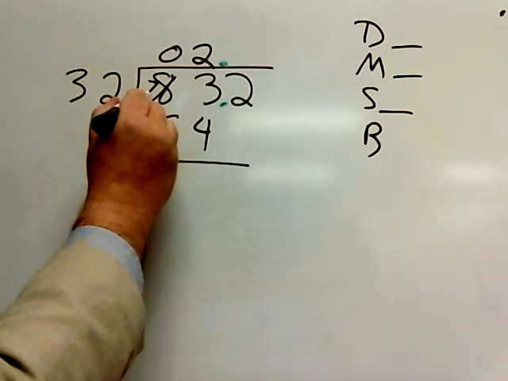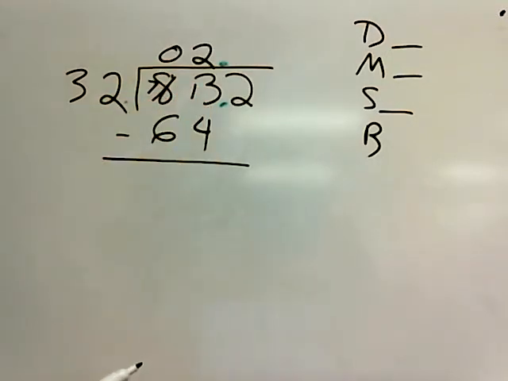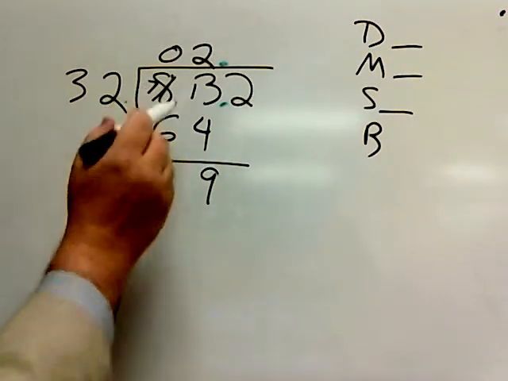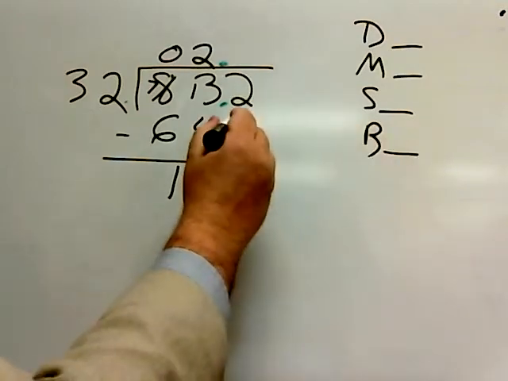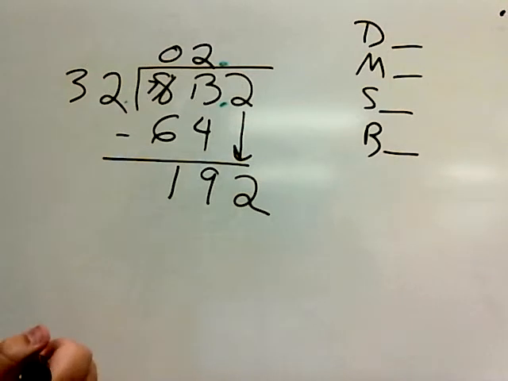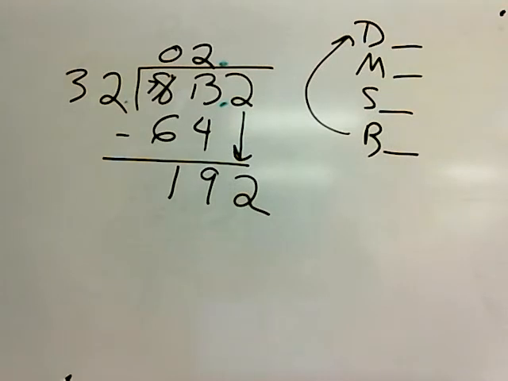This 8 becomes a 7, and the 3 becomes a 13. 13 take away 4 is 9. 7 take away 6 is 1. After I subtract, I'll go ahead and bring down the 2. At this point, scholars, go ahead and stop the video and go into the next 4 steps.